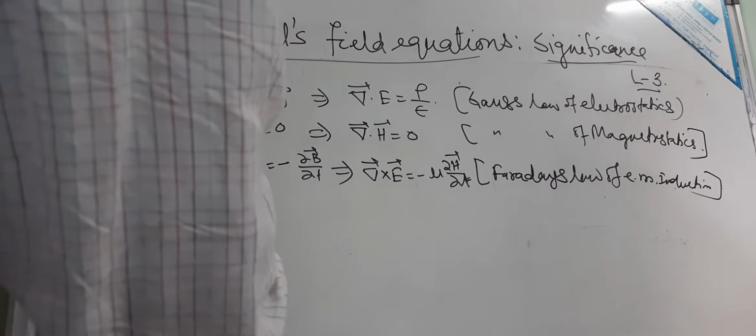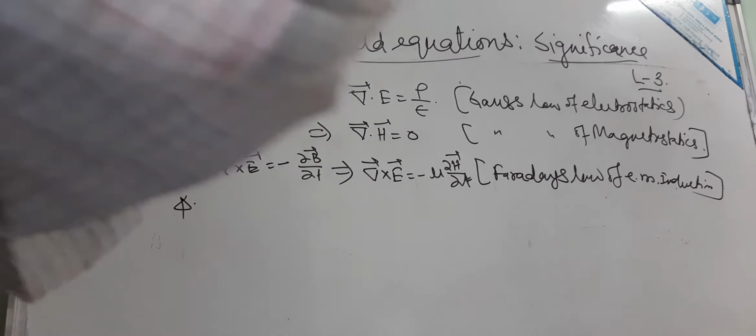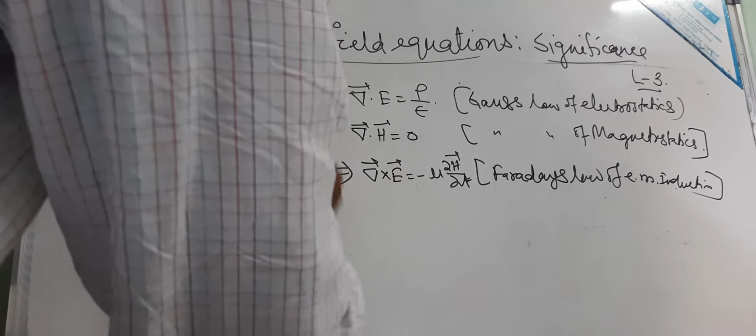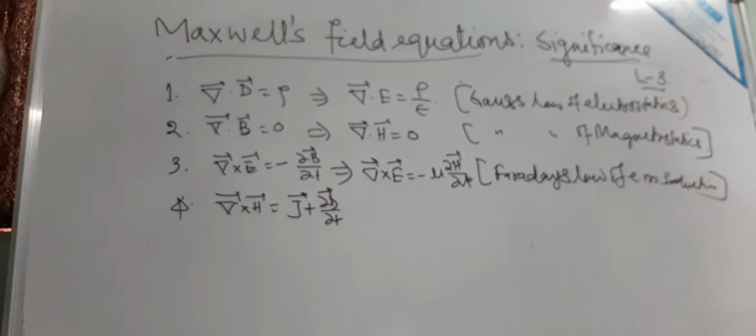Similarly, the fourth one is Ampere's law, but it is the modified Ampere's law, that is curl of H equal to J plus del D by del T. That is the conduction current density and the displacement current density. With D equal to epsilon E, this becomes epsilon del E by del T. This is the modified Ampere's law. So these are the four equations.